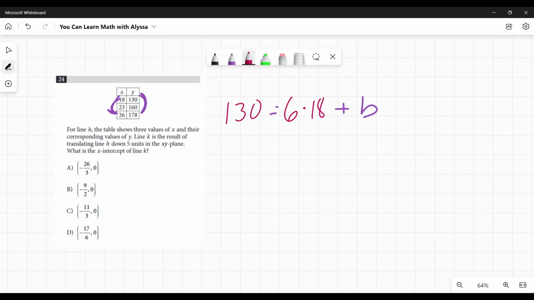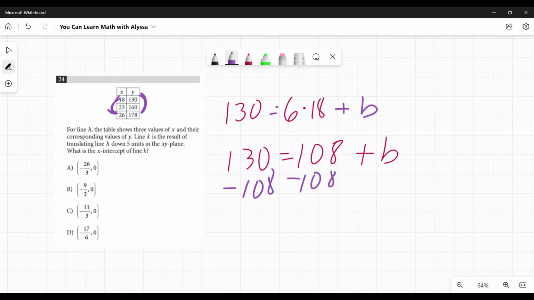Erase that. So 130 is equal to 6 times 18, which is 108, plus b. Then I subtract 108 from both sides, and I get that b is equal to 22. So the equation of that line is y equals 6x plus 22.